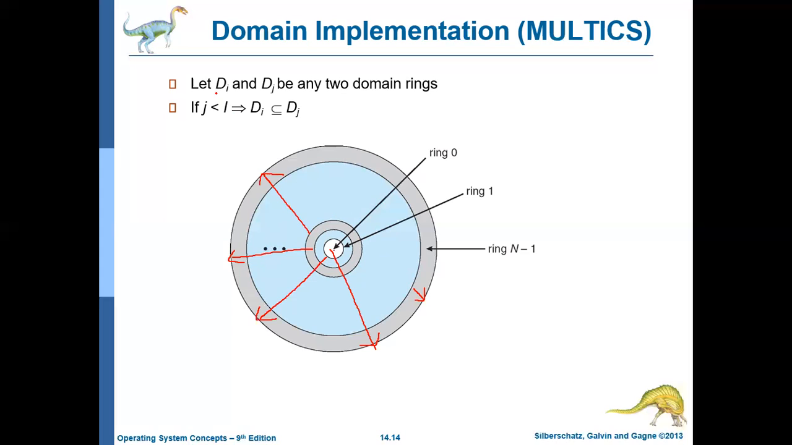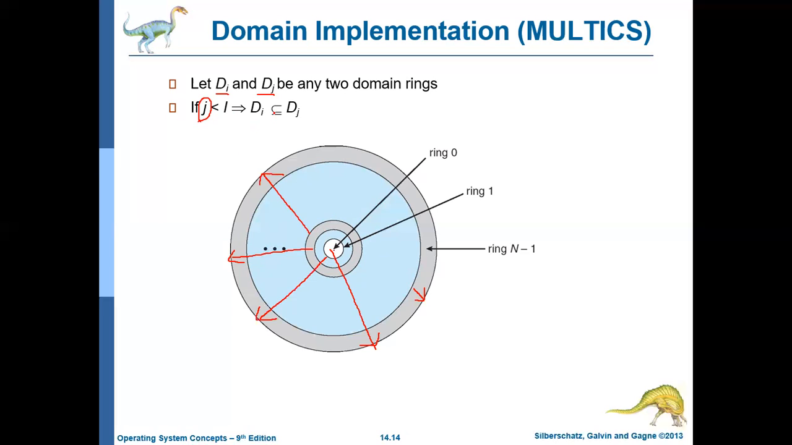So let there be two domains, di and dj. Let us say that j is less than i. If j is less than i, then it means that di is a subset of dj.